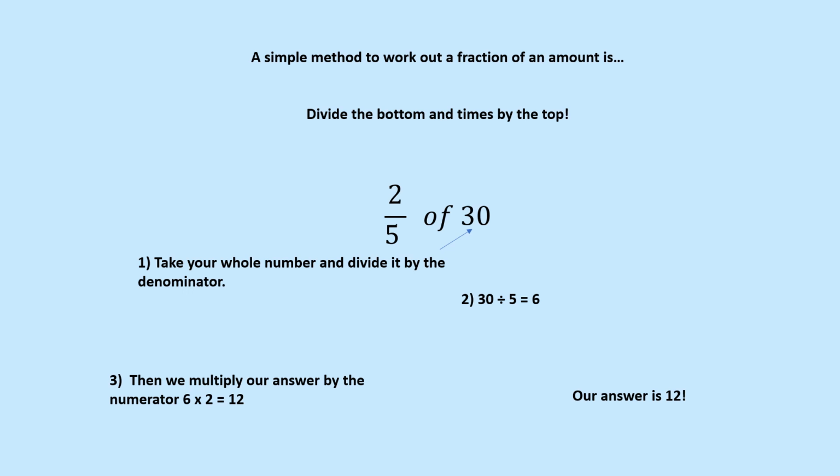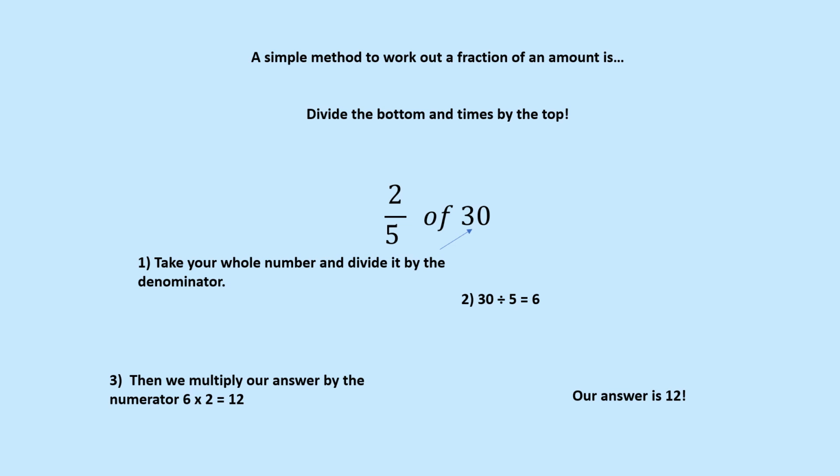So let's have a look at this one. We've got 2/5 of 30. Our whole number's 30. We need to look at dividing 30 by 5 in order to get one section of the total number, 1/5 of 30. 30 divided by 5 is 6. I'm not after 1/5 though, am I?